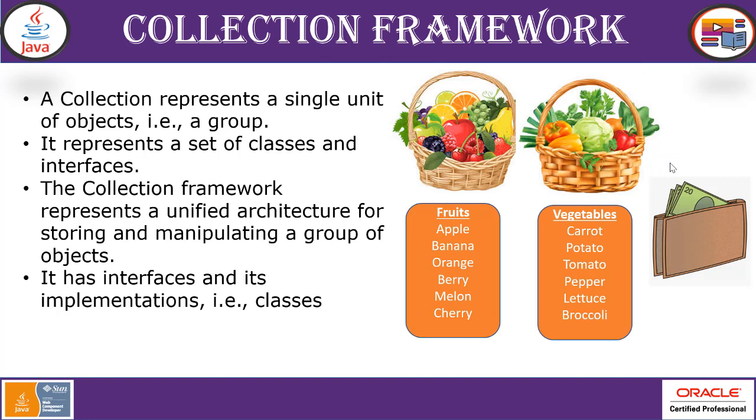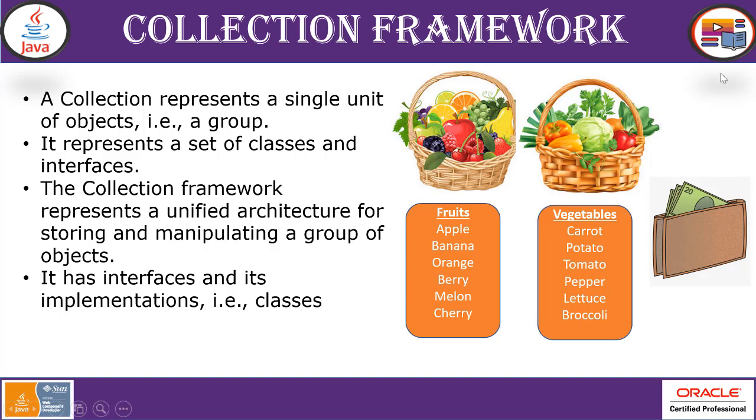A collection represents a single unit of objects, that is, a group. It represents a set of classes and interfaces. Before we get into the technical terms of the collection framework, let's first take a look at an example. Suppose I have a basket of fruits and vegetables and I need to sort it out and categorize it according to type, color, sizes or anything I want, as per my requirement.